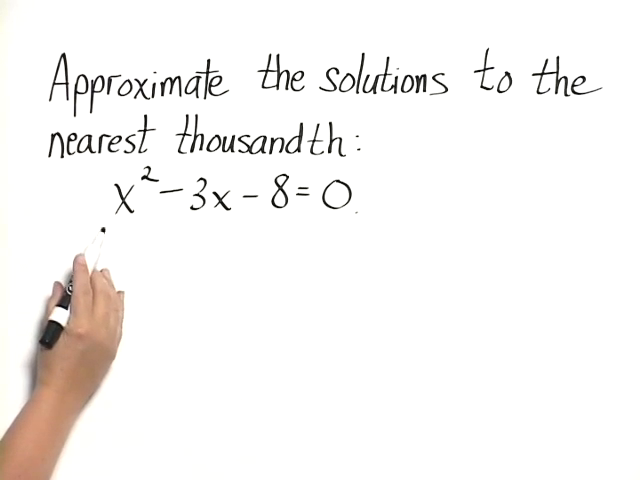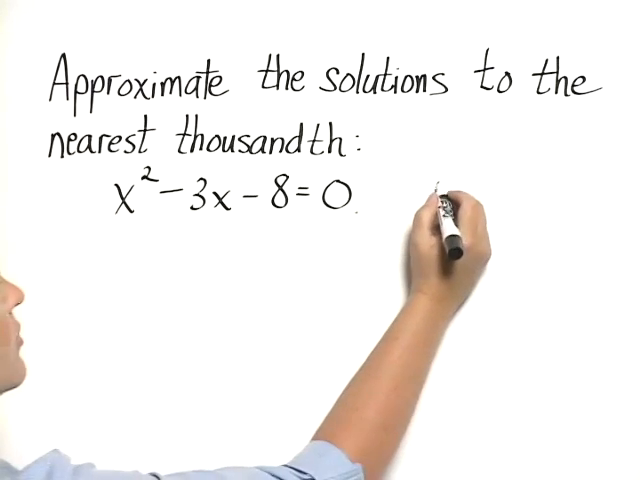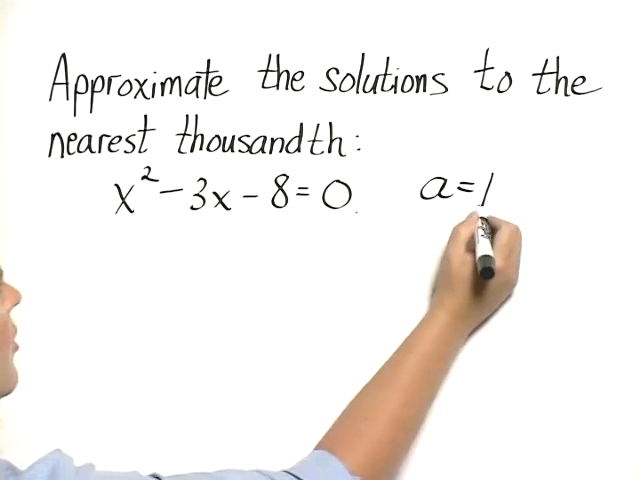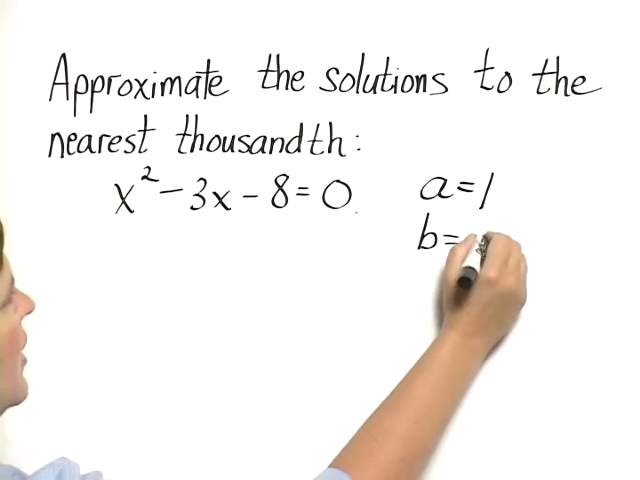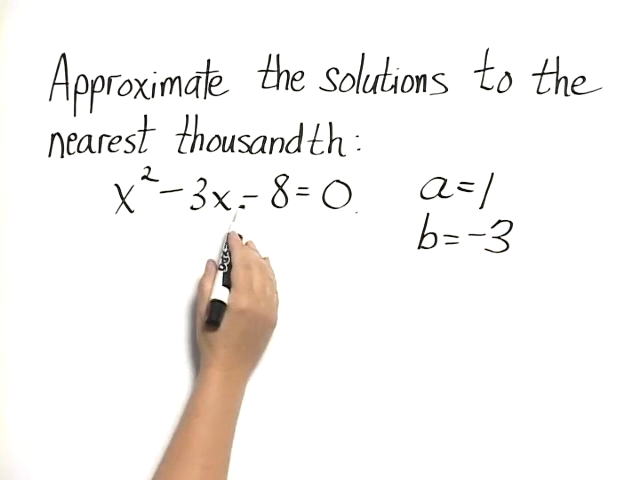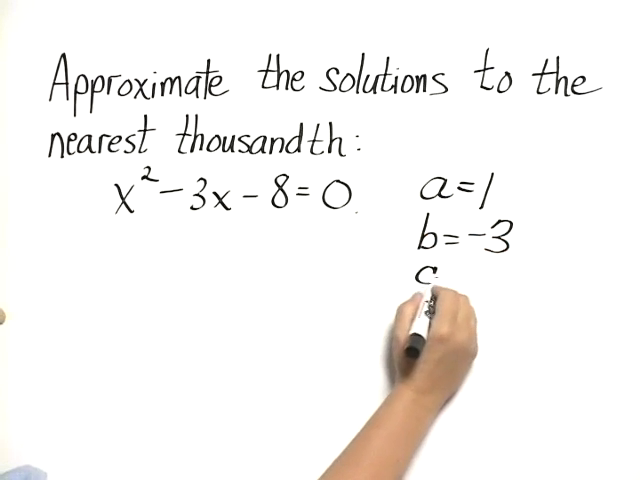a is the coefficient of the x squared term, so a equals 1. b is the coefficient of the x term, so b equals negative 3. And c is the constant, so c equals negative 8.